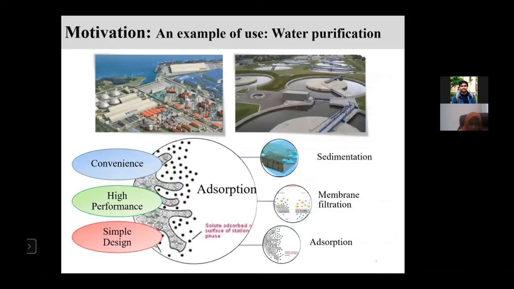Yeah. And I just want to show that, okay, if you have a big plant, and if we need the sedimentation or the membrane filtration, they will take a lot of time to do all the treatment of the water. But if we have the adsorption, it can be convenient, high performance and simple design. We don't need to produce a membrane, which is quite complicated compared to the preparation of adsorbent. On sedimentation, you have to wait for some few days, especially if you have quite a big plant, a big pond of polluted water. So that means adsorption is still quite attractive in this case.